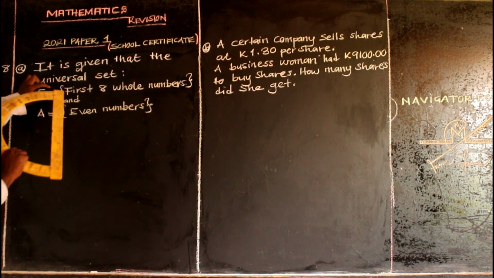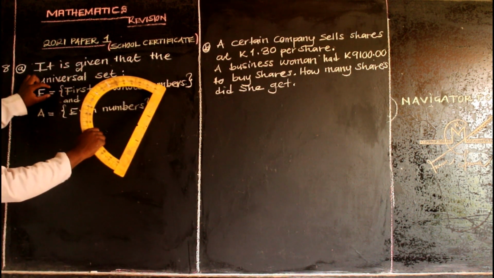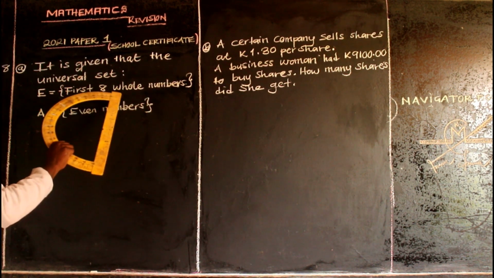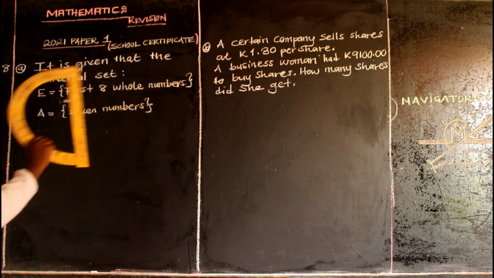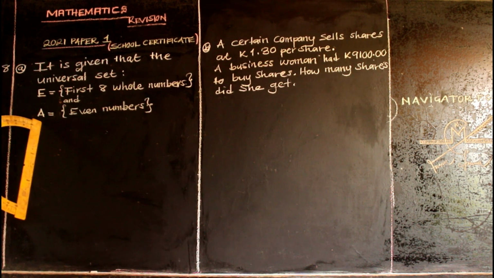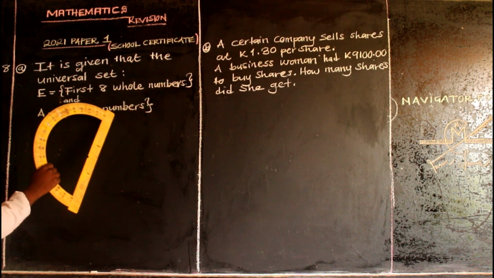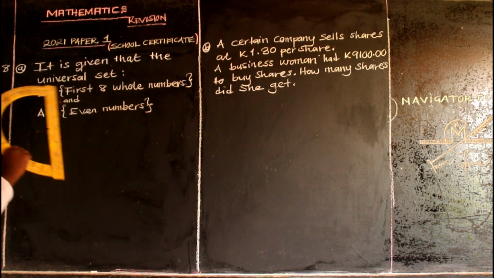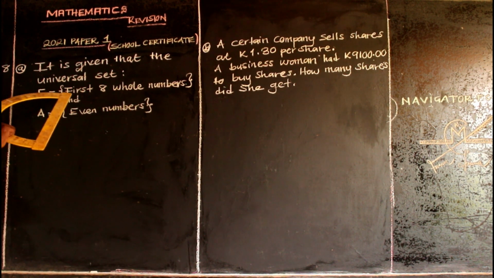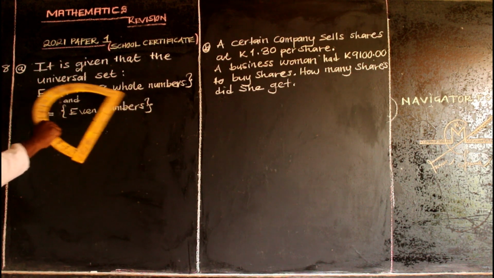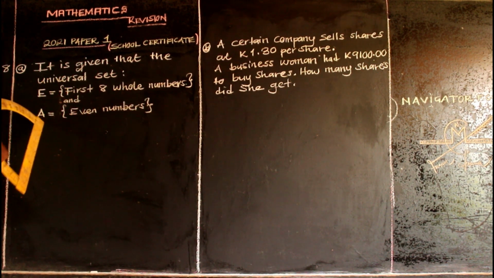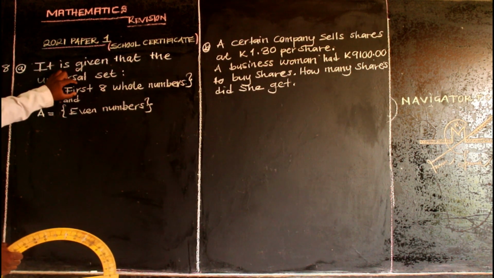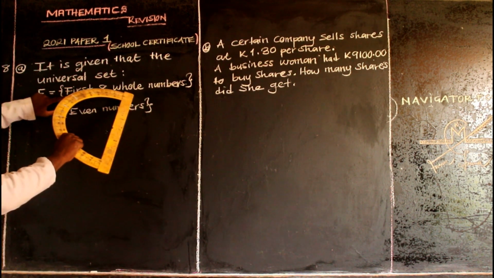The universal set is a list of the first 8 whole numbers. And set A is a list of even numbers in the universal set. The universal set is made up of the first 8 whole numbers, and set A is a list of even numbers from the universal set, meaning out of the first whole numbers.